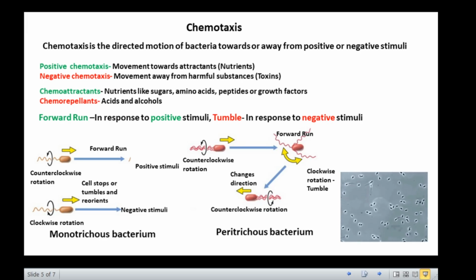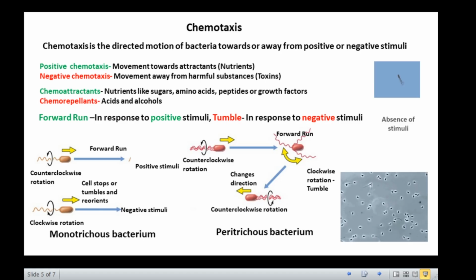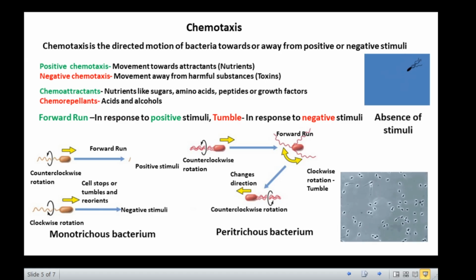In plain medium containing no attractant or repellent, the length of runs is random and the bacteria move about aimlessly in the solution, as can be seen in this clip. Thus, bacteria respond differently to a stimulus, whether it be an attractant or a repellent, and show a random response in absence of either.